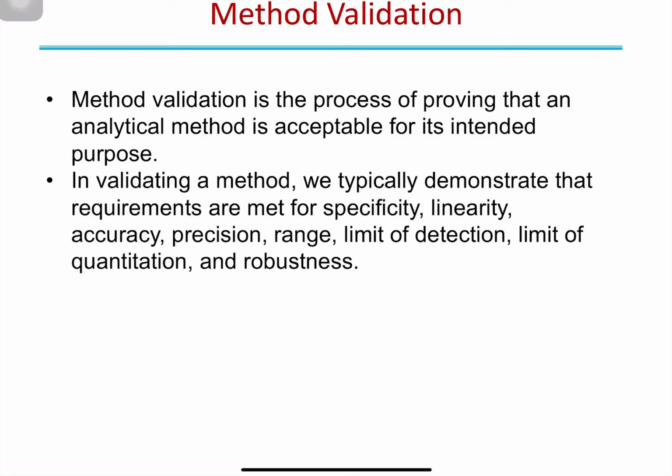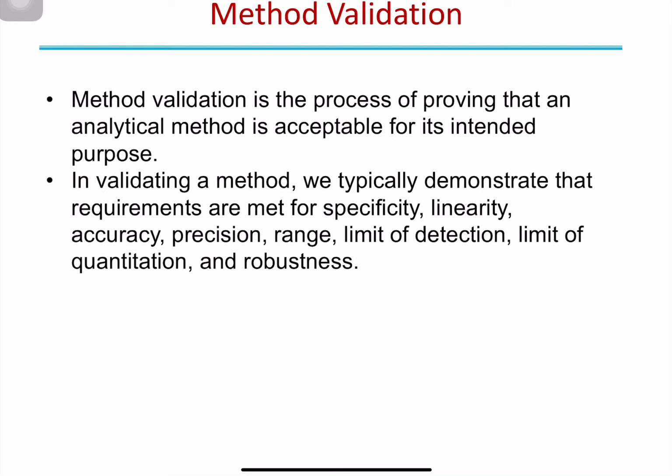One of the very important steps in analytical chemistry is method validation. Method validation is the process of proving that an analytical method is acceptable for its intended purpose. If you read any analytical paper that is talking about a certain or a new analytical method for a certain chemical or a certain analyte, you will always find a section that is called method validation.